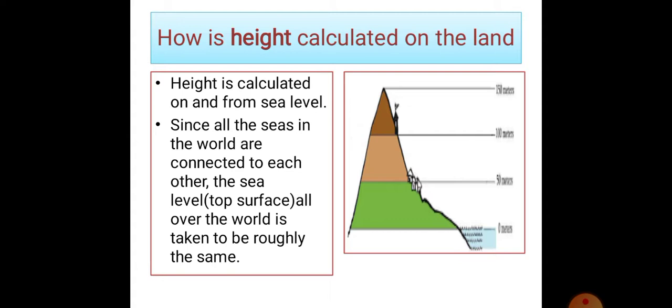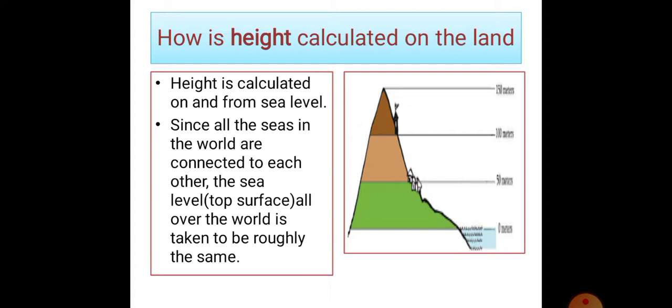You can see, from above the sea level 0 meters, from there to 50 meters will be the village area where there is cultivation of land and the different landforms, and above that it's like 100 meters. And you can see the temple which is on the highest peak, somewhere between 100 to 150 meters. So this is how the height is calculated. There is also a machine used in order to calculate the height.